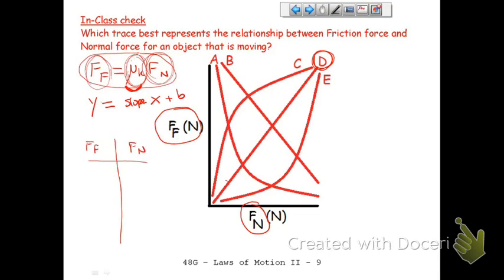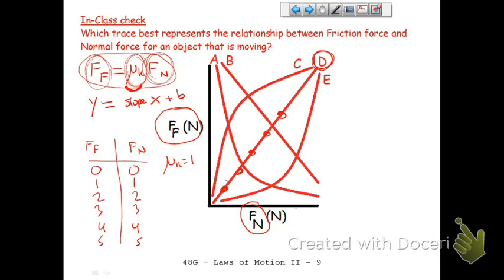Okay? Your bottom axis is Fn. 1, 2, 3, 4, 5. Let anything you don't know equal 1. There's no law says you can't let it equal 1. What's 1 times 0? 0. What's 1 times 1? 1. What's 1 times 2? 2. What's 1 times 3? 3. What's 1 times 4? 4. What's 1 times 5? 5. There. And you got it. Okay.